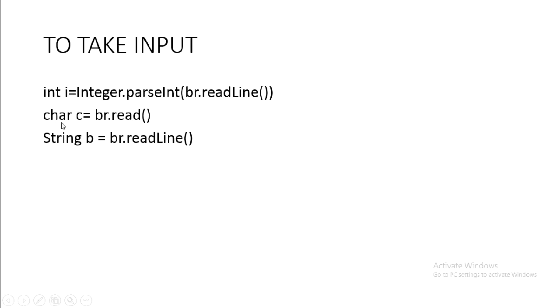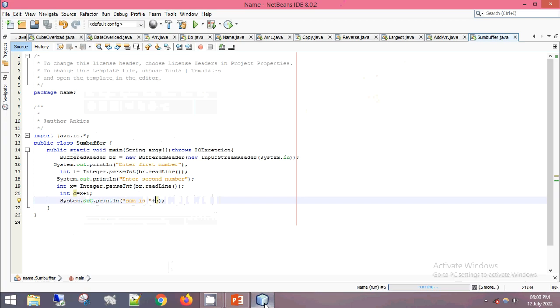And in the same way for a character, you have to use br.read. br.read will read only one character, and when we have to read a string or a long sentence, then we can use br.readLine. But in order to convert that into the form of integer or float, we have to use Integer.parseInt. If it is in the form of a float, we have to write Float.parseFloat, or if it is in the form of a double, it will be Double.parseDouble, then br.readLine. Basically now we can take input from the user.